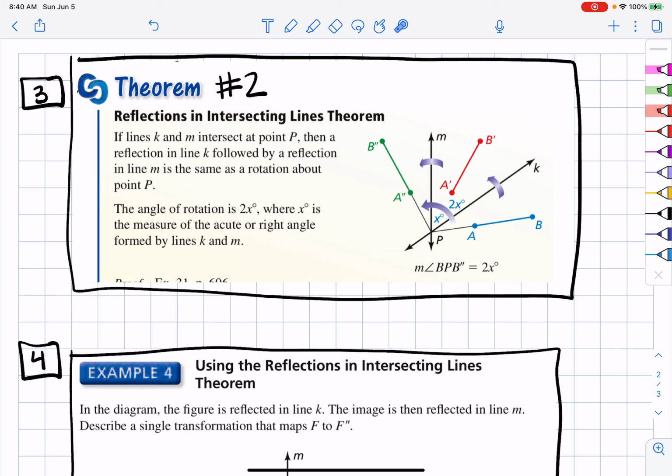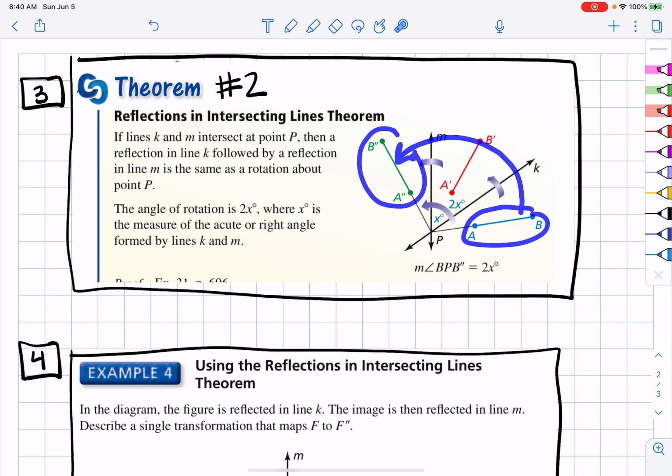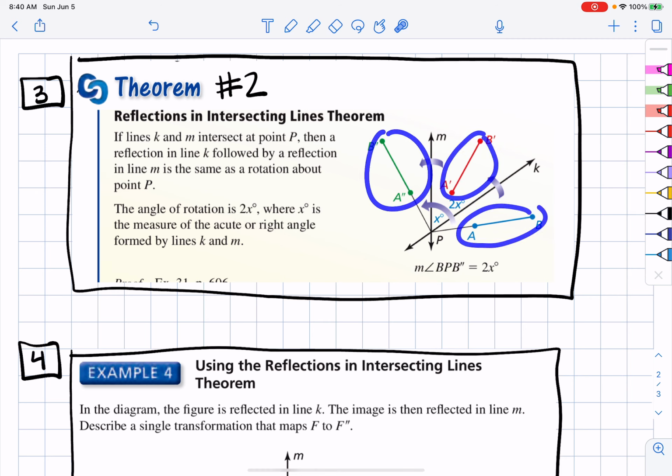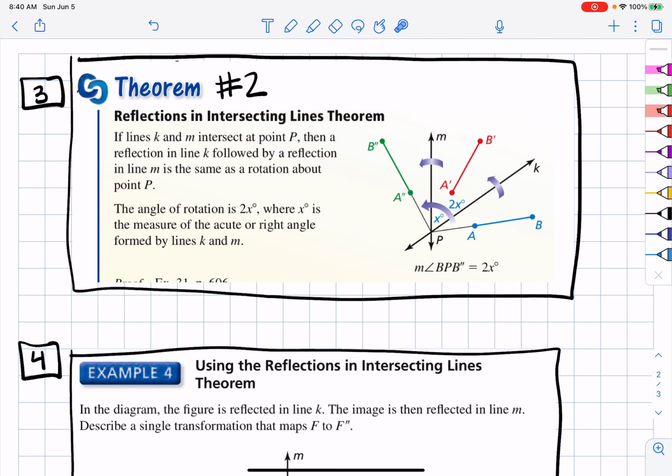The cool part is you can obtain this to this simply by doing a single rotation around point P, and that rotation's angles are connected. They're connected in such a way that whatever this is, if you call this X, then this is going to be double it. Okay, that's the important part right there. So we can obtain a reflection and then another reflection, 1, 2, by simply rotating, whatever this angle is, and doubling it. All right, that's what it shows you.